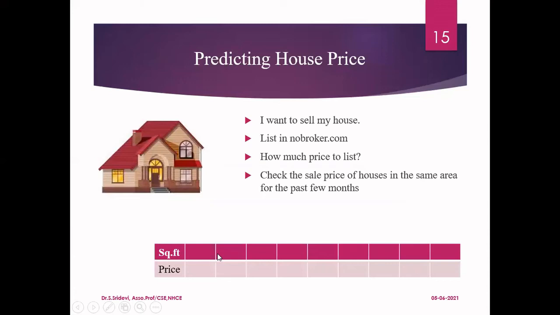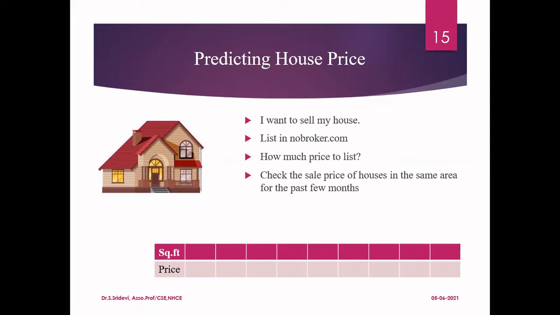Now let us consider how we can predict the house price with the help of regression. So I want to sell my house. My aim is I want to list in nobroker.com, and whoever is interested, they may call me and I will sell the house. So when I list in nobroker.com, I have to say the price of my house. So how much price to list in that website? That is my question now. Either I have a house, can I list 50 lakhs or 70 lakhs or 20 lakhs? It depends upon what. So how I'm going to select the price. For that, I can use this regression model.